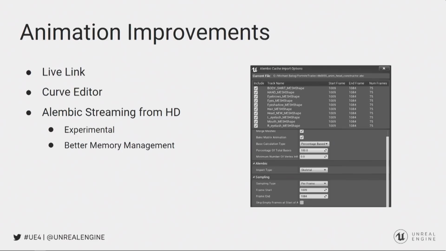There's now an experimental improvement to Alembic in which we are improving how it streams in Unreal. It can now stream from the hard drive rather than having to load everything into RAM. This is better for memory management and allows for larger scenes. It's still in its experimental phase, and we know that there are some issues that have to be resolved. It's a little bit different of an approach, but if you are using the new Alembic importer, please tell us about your experience so that we can continue to improve it.